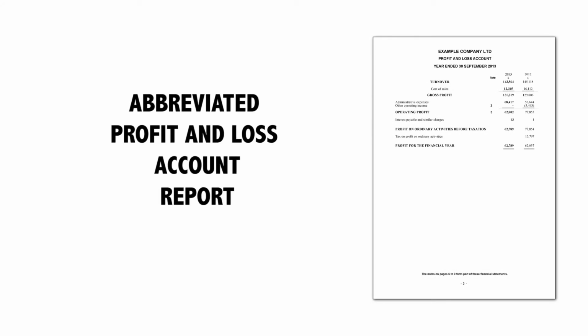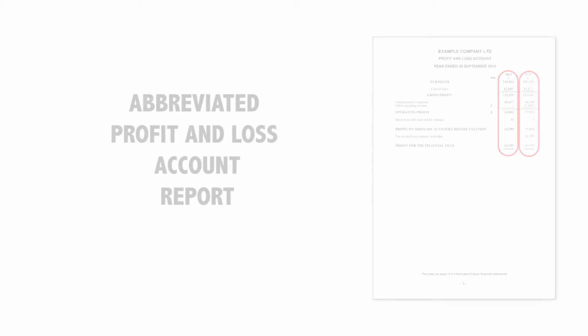You will notice two columns of figures here. The column on the left is the period covered by these accounts. The column on the right shows last year's figures as a comparison. Compare these key figures for both years. Were they higher, lower, and if so, what are the reasons for this? Look for any unexplained differences.